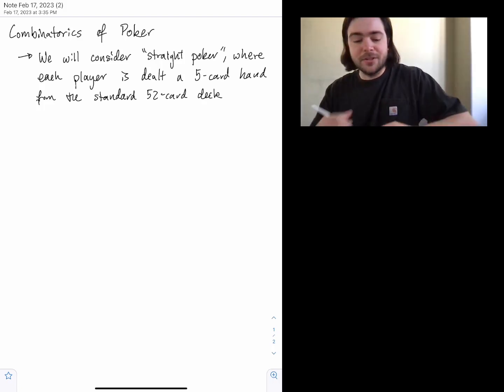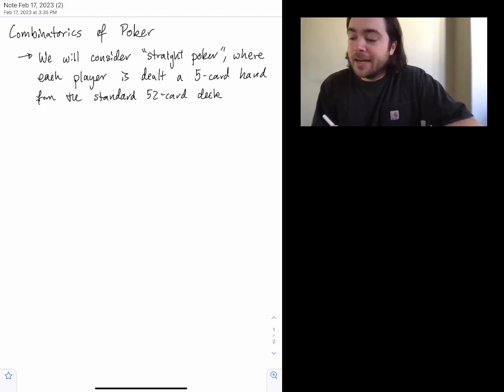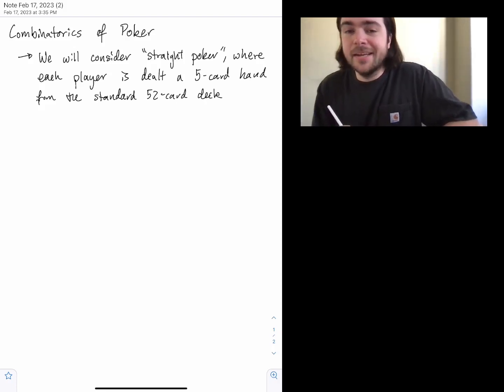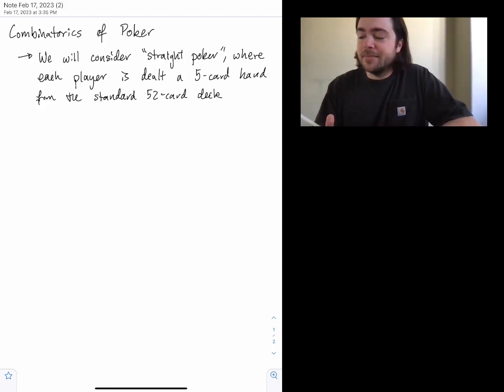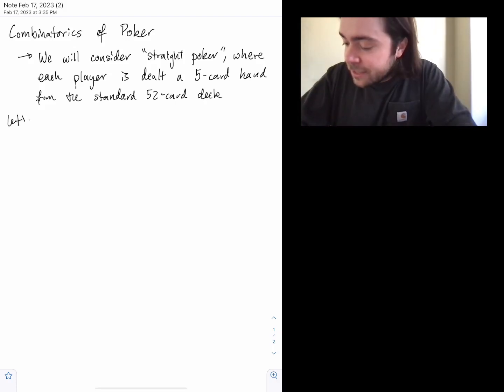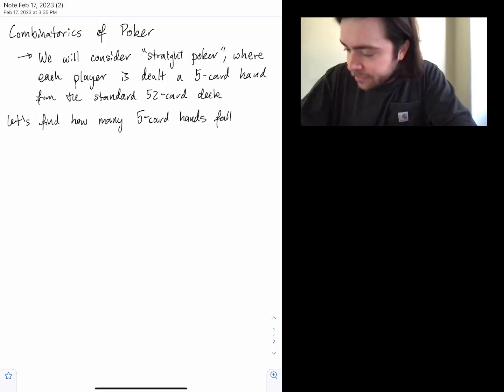So what we want to do is look at all of those different categories of different hands you could have, and we're going to actually count. Okay, so combinatorics, it's like a fancy way of just saying counting. We're going to count how many possibilities there are for hands in each of these categories. Okay, so let's find how many 5-card hands fall into each of the following categories.